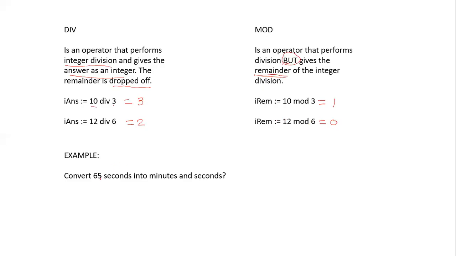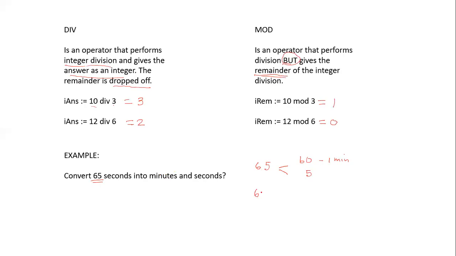Now let's look at an example. Let's assume I've got a total of 65 seconds, and my task is to convert the 65 seconds into minutes and seconds. So we know that 65 seconds, that's made up of 60 seconds, which is 1 minute. And there is now a remainder of 5 seconds. Well, using the operators that we just discussed, div and mod, this can easily be solved.